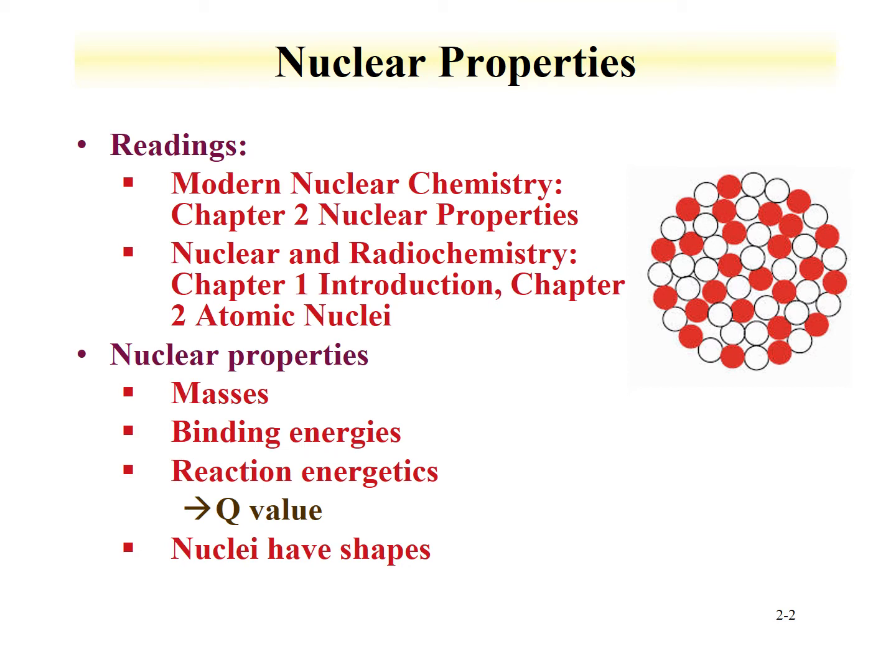This lecture is going to cover some fundamental nuclear properties: the mass of the nucleus, something we're going to call binding energies, reaction energetics, and we're going to introduce a term called the Q value that we're going to use for the rest of the course. And then we're going to introduce the concept that nuclei have shape. As we see here, we have a nucleus, it's spherical, and what we're going to learn is that there are many nuclei with shapes that are not spherical.